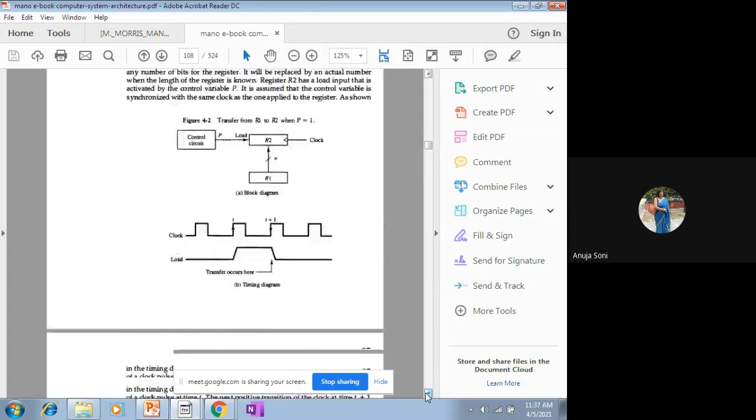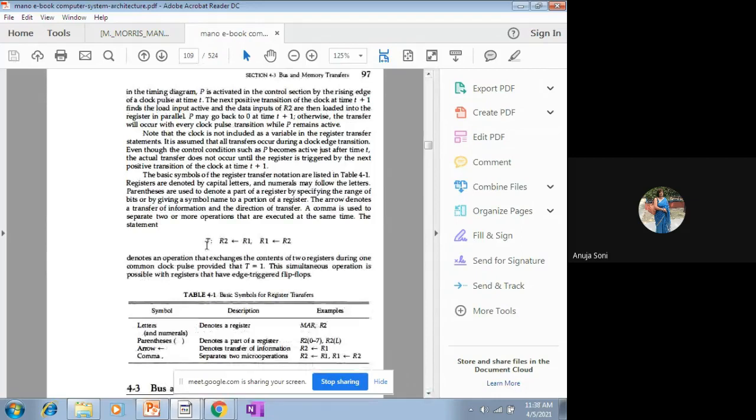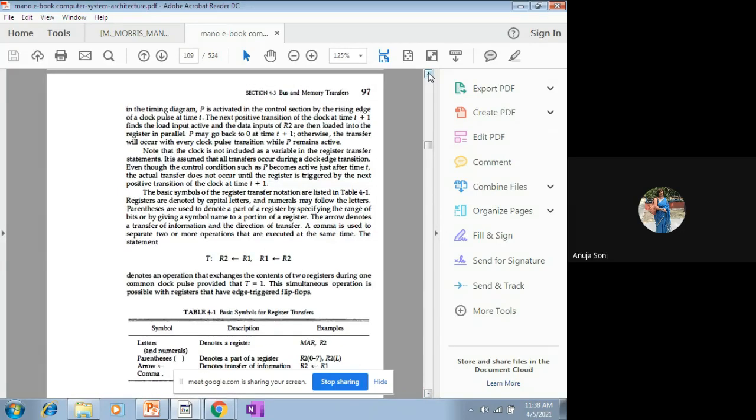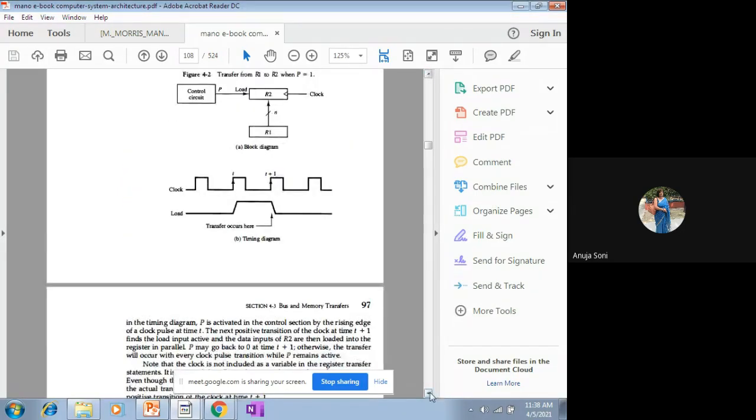And here one more example is given, like when T is enabled, then the contents of R1 will be transferred to R2. In parallel to that, contents of R2 will be transferred back to R1. So that means swapping. So here we are going to do swapping of the contents between register R1 and R2. Again, you may be asked to draw the block diagram of this kind of statement with respect to the activation of some kind of control signal. Whenever the value of T becomes equal to 1, then this kind of swapping will take place. You may be asked to draw that kind of a block diagram as well as the timing diagram.